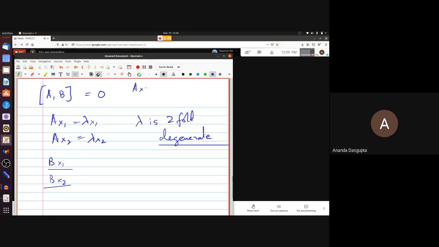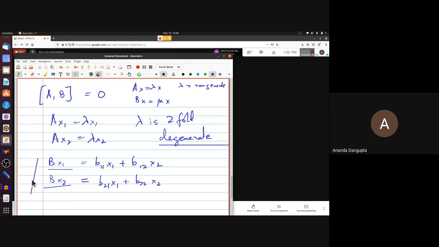If say Ax were lambda x and lambda is non-degenerate, then what you can immediately say is Bx also has to be mu x. That is, x has to be an eigenvector of B for some eigenvalue mu. But in this case, in the degenerate case, what can you say about Bx1? It will be a linear combination of what? x1 and x2. Exactly. What you cannot say is Bx1 is going to be something times x1, but what you can definitely say is this. And similarly, what you can definitely say here is B21 x1 plus B22 x2.